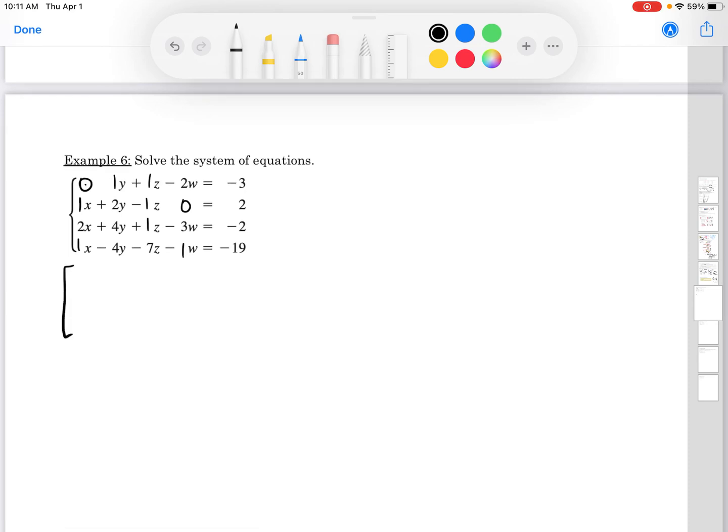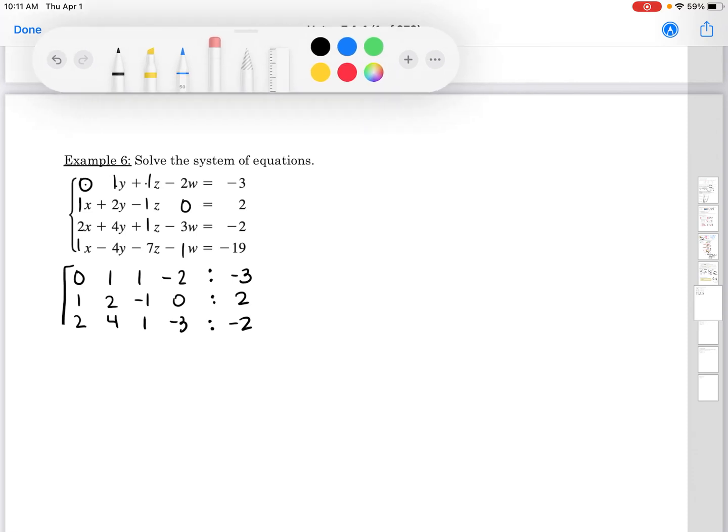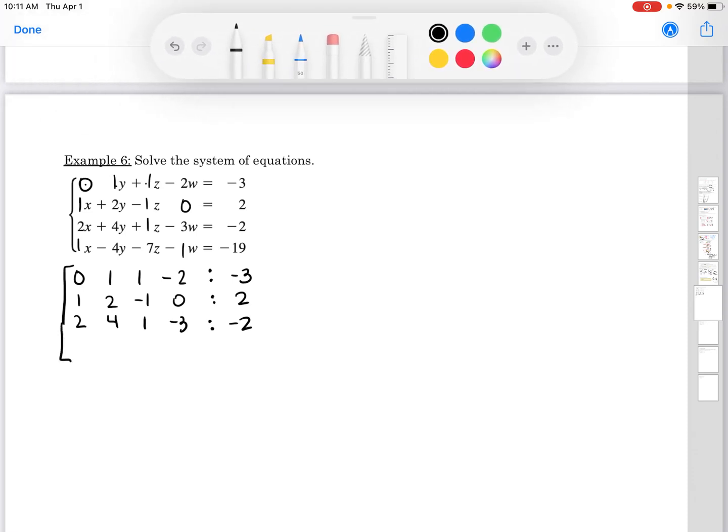So we have 0, 1, 1, negative 2. Don't forget about the signs. And then that equals negative 3. 1, 2, negative 1, 0 equals 2. And then we have 2, 4, 1, negative 3, negative 2. And I didn't make this long enough. We have 1, negative 4, negative 7, negative 1, and then negative 19.